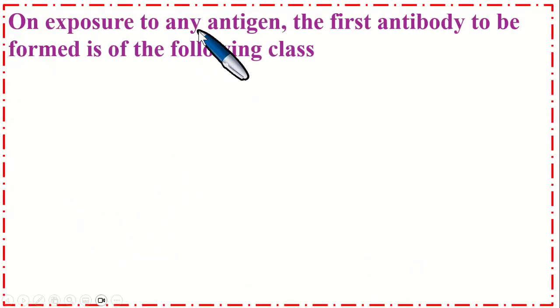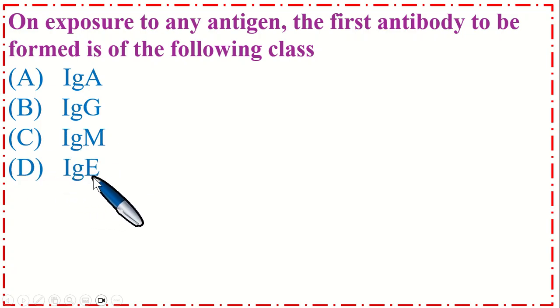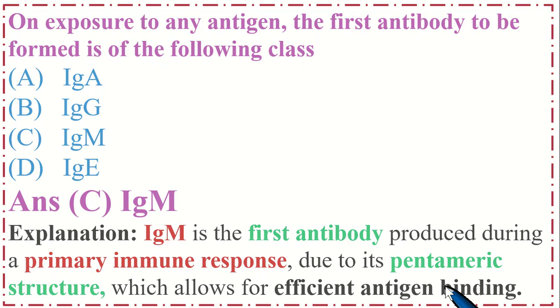On exposure to any antigen, the first antibody to be formed is of the following class. Option A, IgA, B, IgG, C, IgM, and option D, IgE. So the correct option is C, IgM. Immunoglobulin M is the first antibody produced during the primary immune response due to its pentameric structure, which allows for efficient antigen binding.